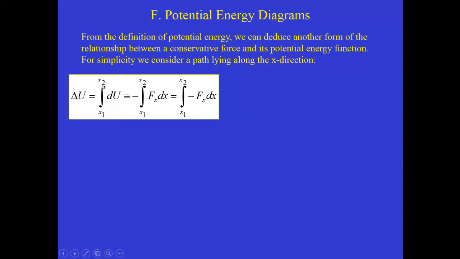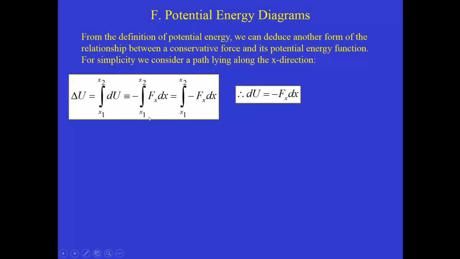So it's the integral of dU. We know by definition that that's minus the integral of the force dx, because that's the work done. This integral is the work done. And then if we just put that minus sign into the integrand, we can look at the expression that has the integral of dU, and then the final equation which has the integral of minus F sub x dx, and we can identify those two together, right?